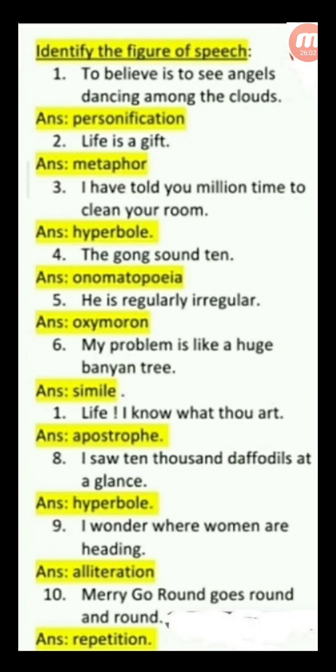Now, this again you have to identify. The answers I've already given. To believe is to see angels dancing among the clouds. Personification. Life is a gift. Metaphor. I have told you millions of times to clean your room. Hyperbole. The gong sounds 10. Onomatopoeia. He is regularly irregular. Oxymoron. My problem is like a huge banyan tree. Simile.